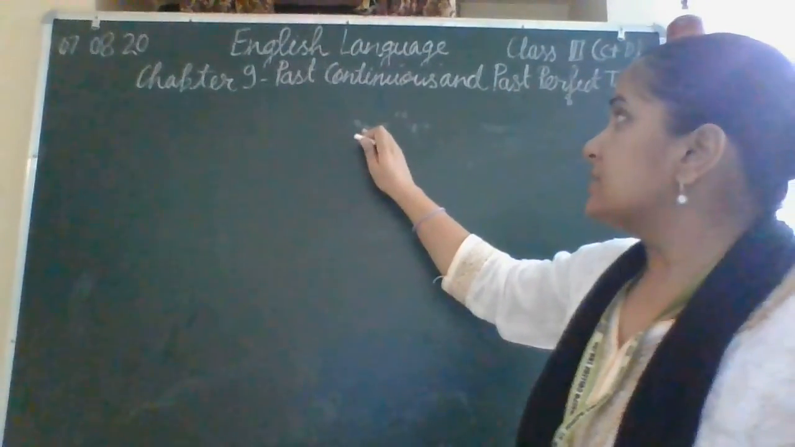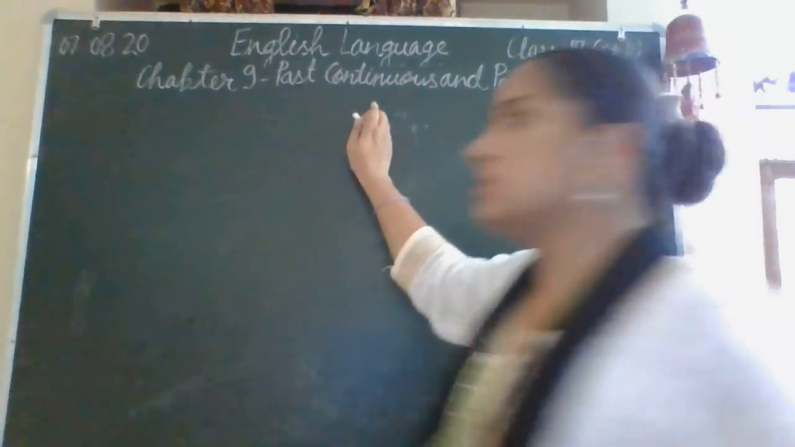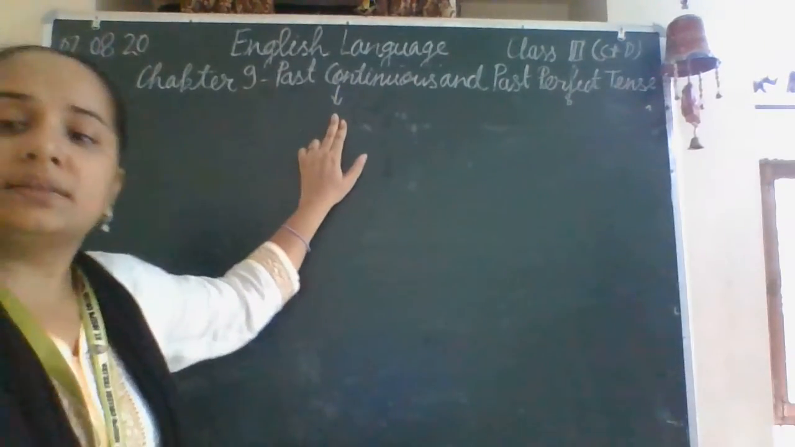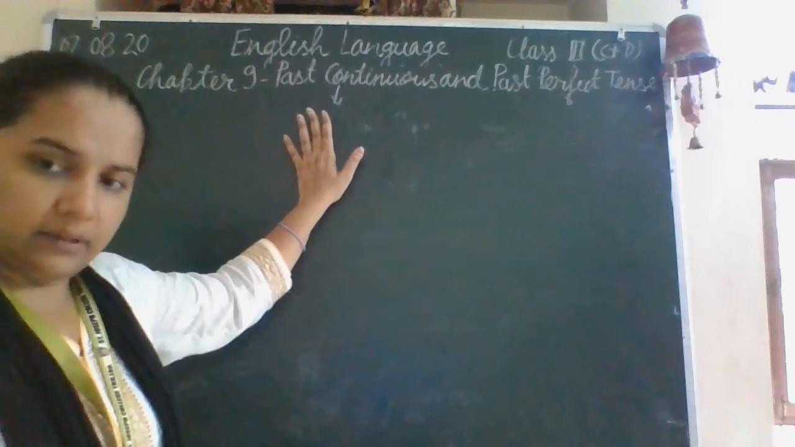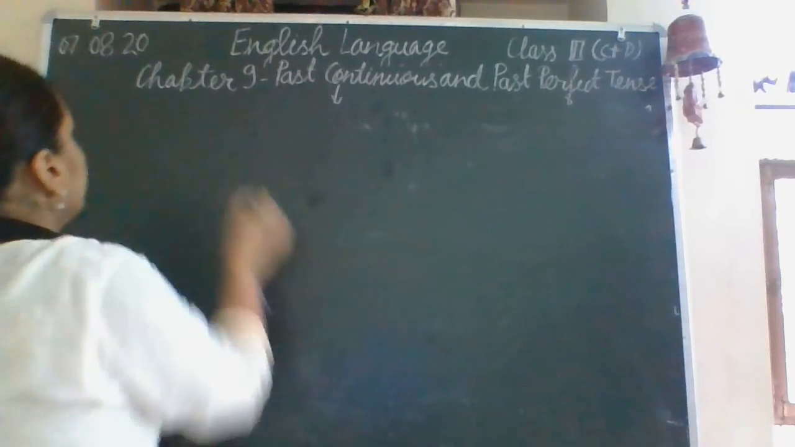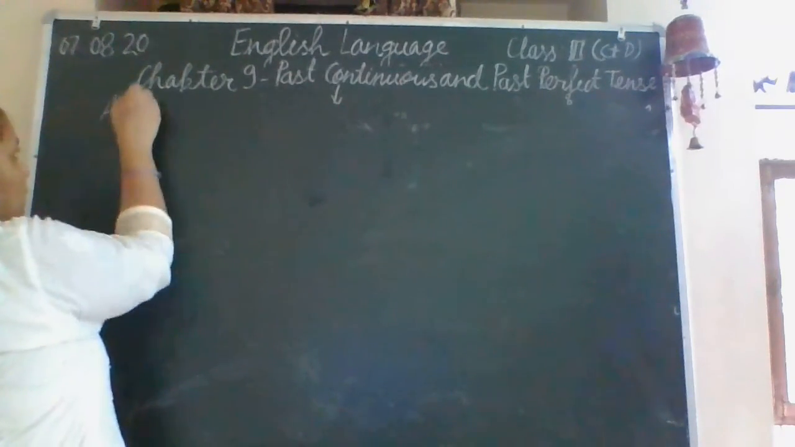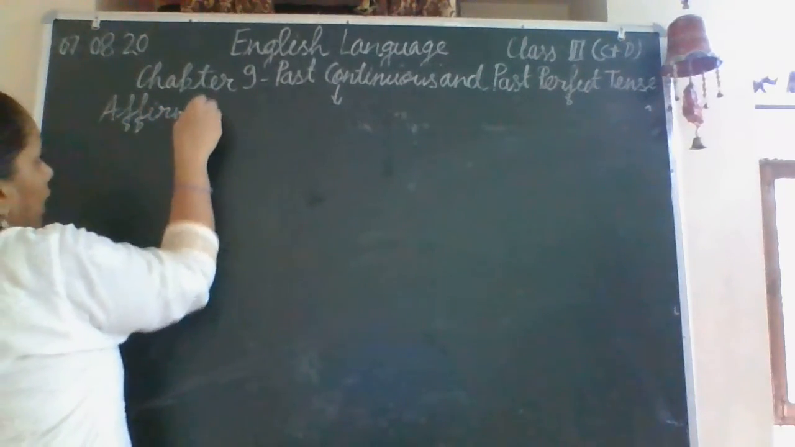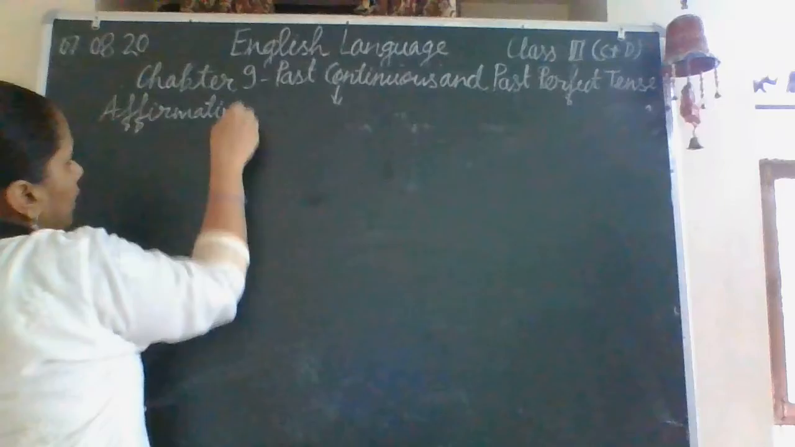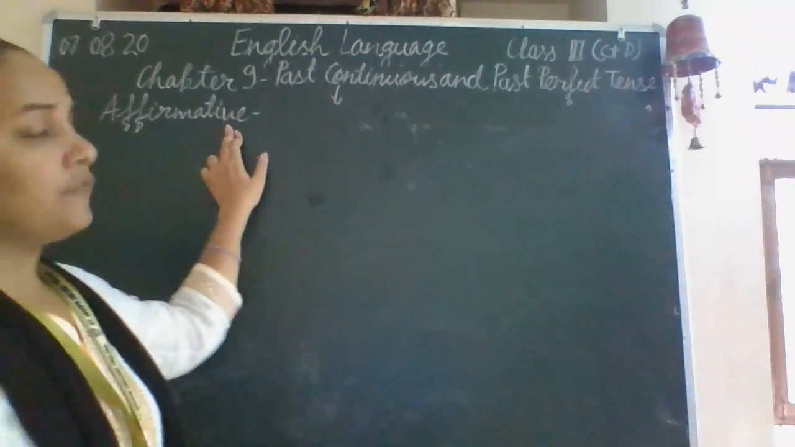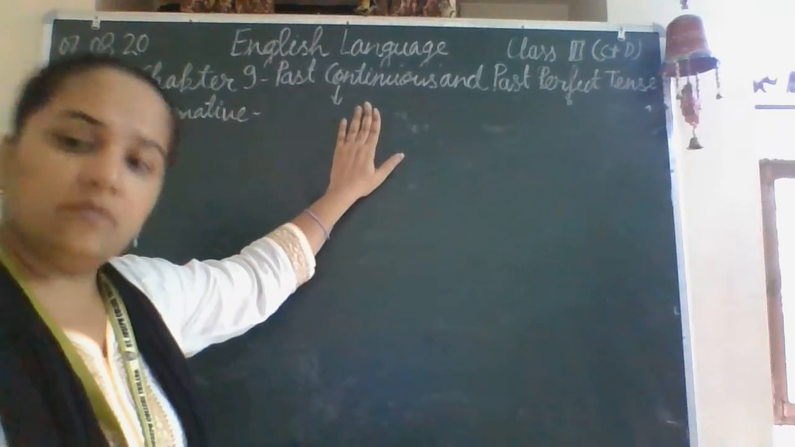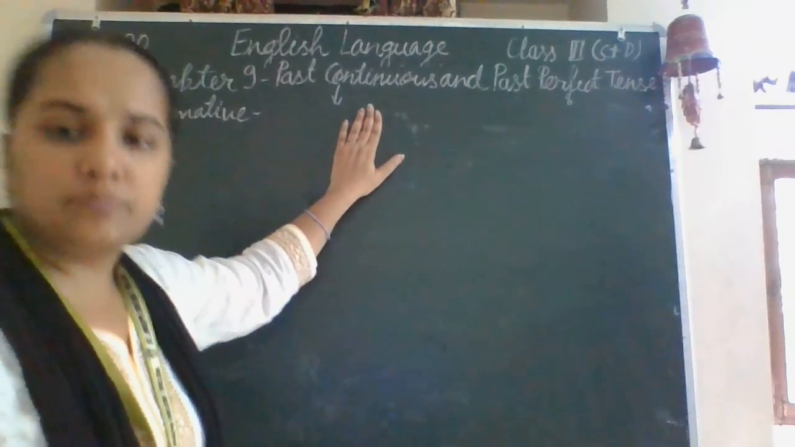Now we will start discussing the past continuous tense, which represents an action that already happened. So here, first we will start with the affirmative sentence, and for the affirmative sentence in the past continuous tense, again we will start with the subject.